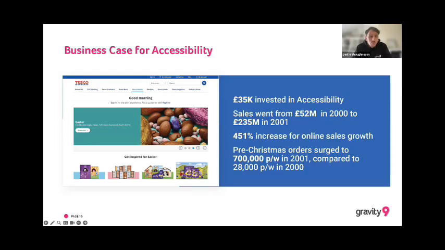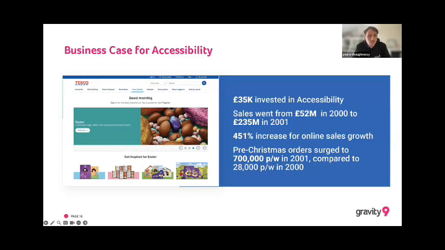And what were the results from this investment? They invested £35,000, and between 2000 and 2001, sales went up from 52 million to 235 million, a 451% increase. Which is, within this business space, kind of unheard of, really. But I guess they were ahead of the game with designing and providing an accessible service for people with disabilities.